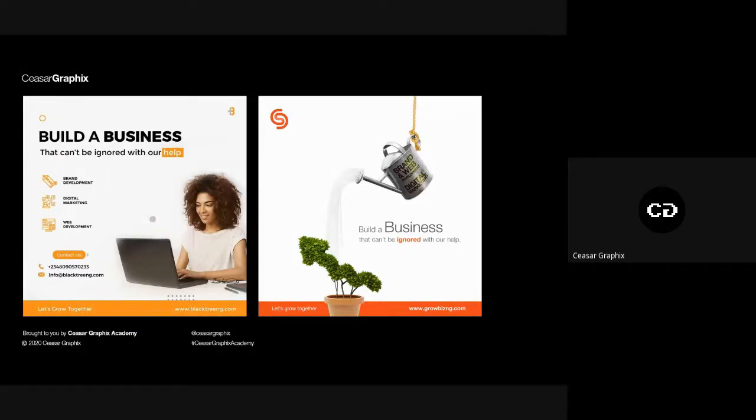Now, what you do is you can still do the one that the client asked you to do, and then do a mock-up of the two designs and present it to the client. I'm sure when the client sees it, the client will fall for the one that is simple, because the simplicity of the design is what will catch people's attention.